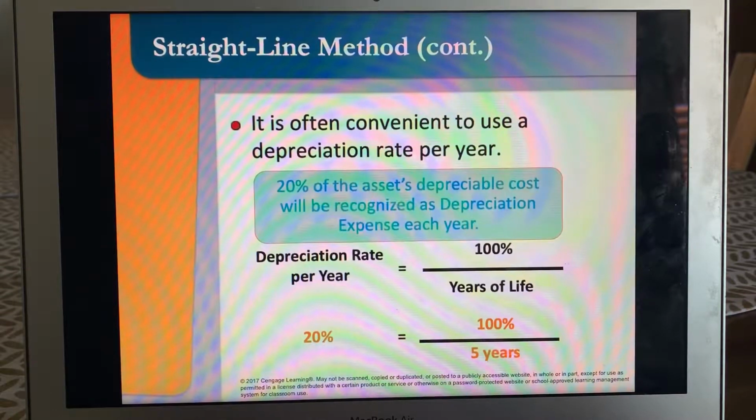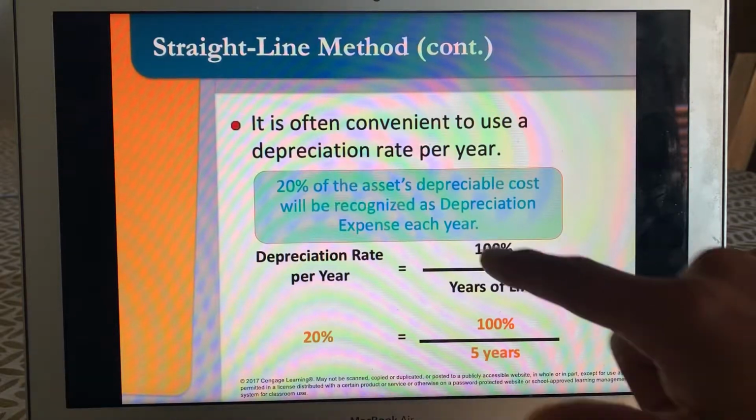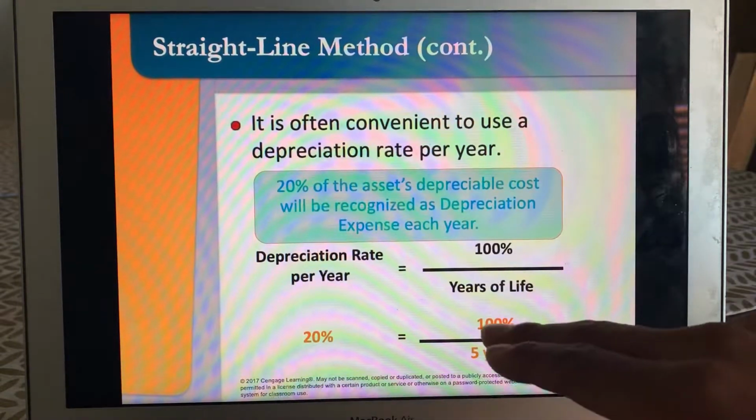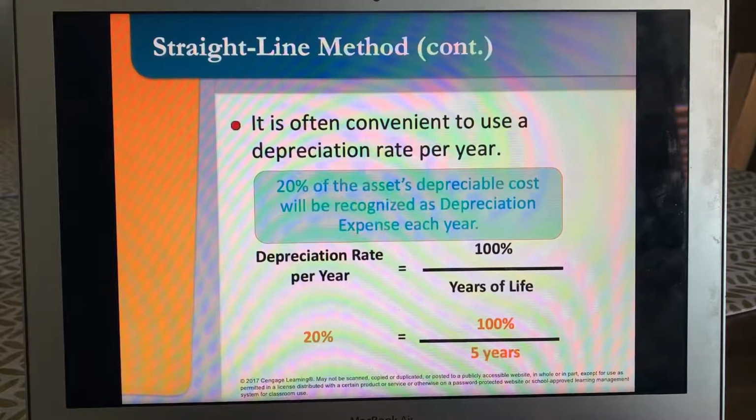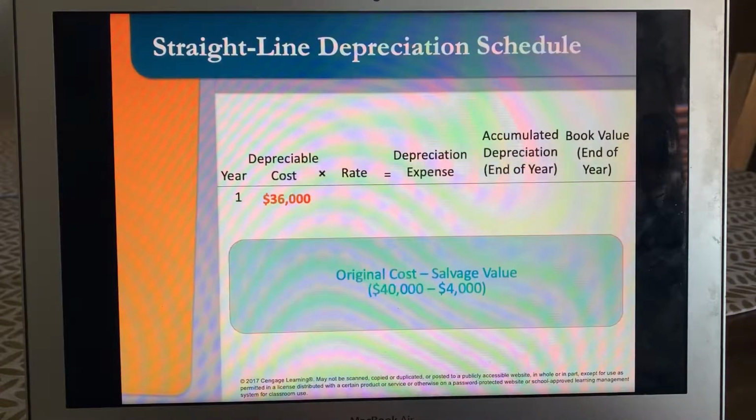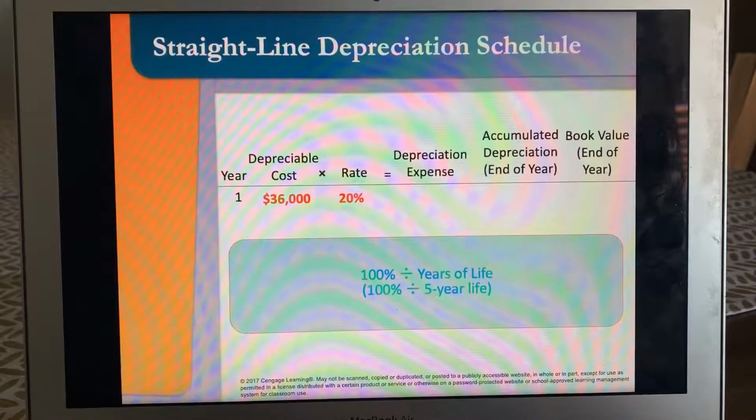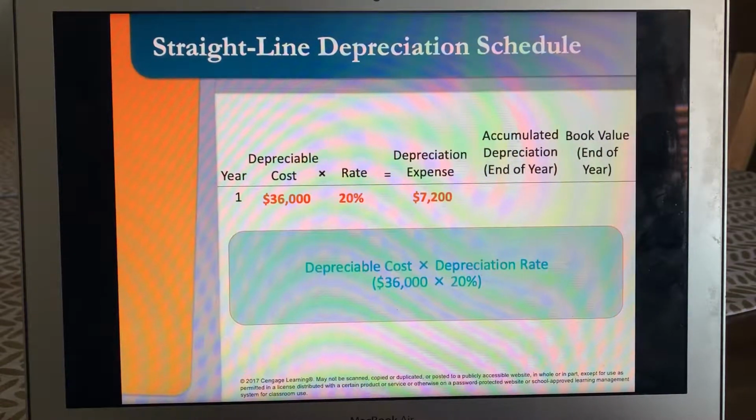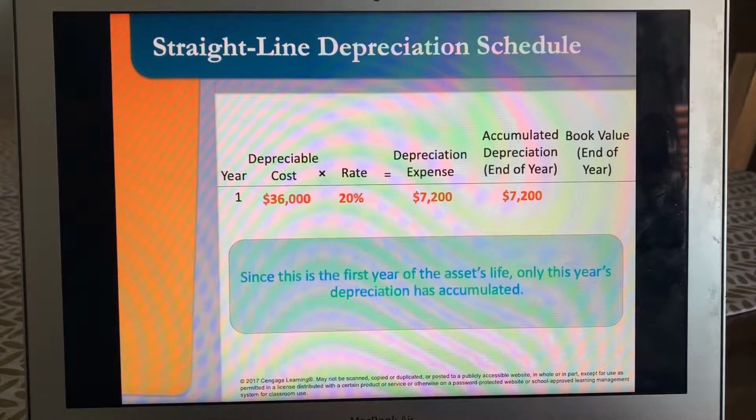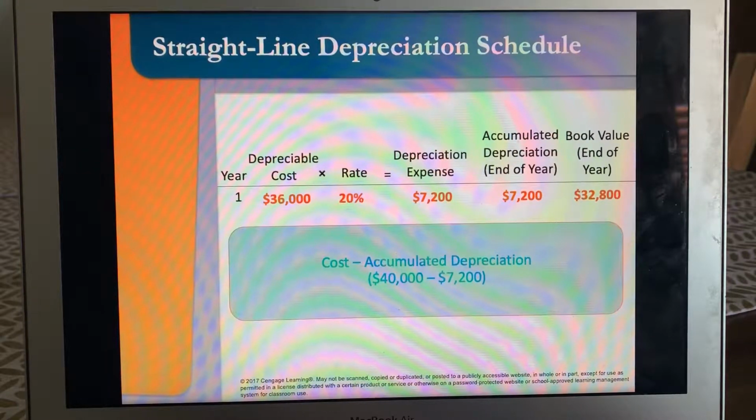It is often convenient to use a depreciation rate per year. 20% of the asset's depreciable cost will be recognized as depreciation expense each year. So 100% divided by useful life, 100% divided by 5 years, is 20%. Straight line depreciation schedule, here's what this would look like. Times 20%, so 7,200, 7,200, 32,800.